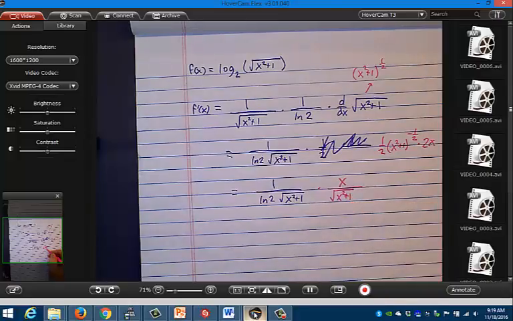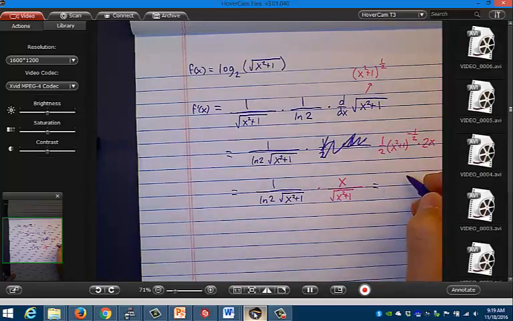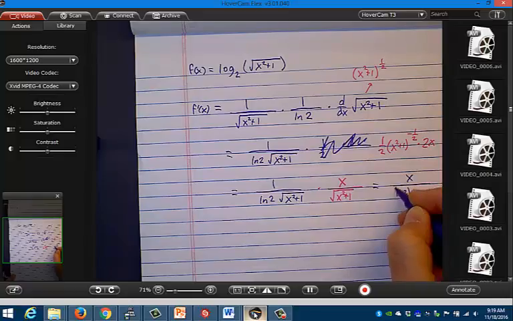And so when you look at this, what does the derivative of the original function end up being? X over ln of 2 times x squared plus 1. That's right.